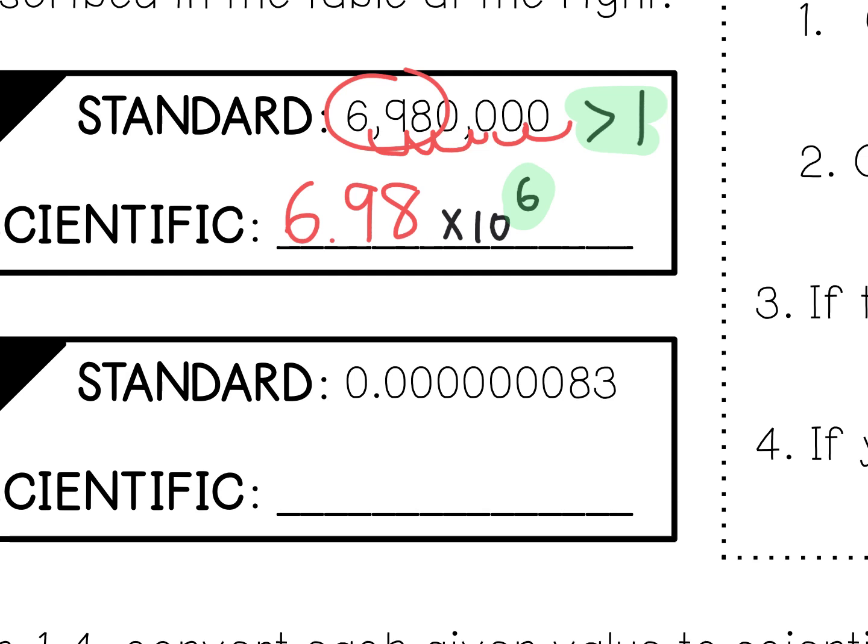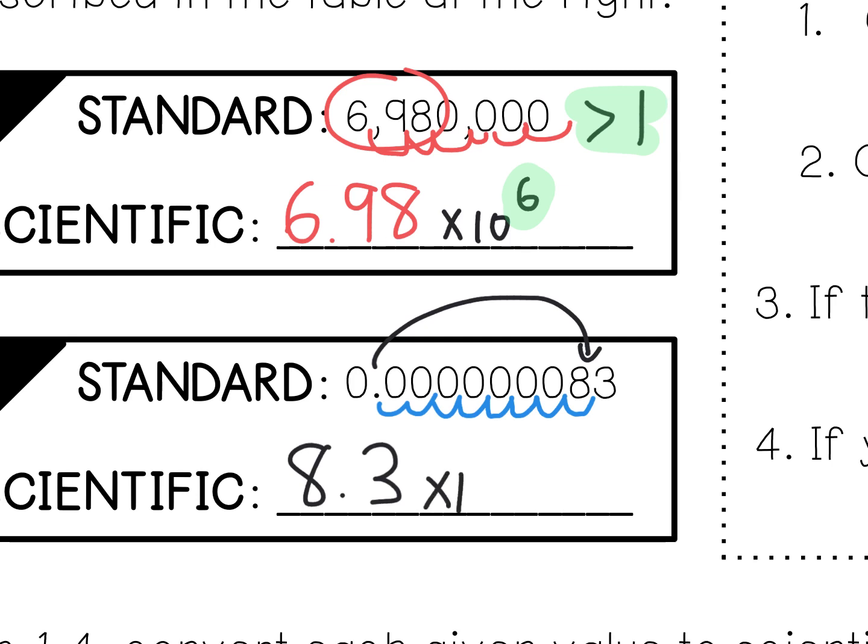Okay, so now we have a decimal for the second one. Let's do the same thing. Let's count. I'll do it in blue. 1, 2, 3, 4, 5, 6, 7, 8. Now, should I stop here or should I keep going? Is 8.3 going to be between 1 and 10? Yes. So I'm going to have 8.3. Now, how many times did I move the decimal to go from here to here? 8. So times 10 to the 8. But is this bigger or smaller? This is smaller than 1. So we need a negative 8.